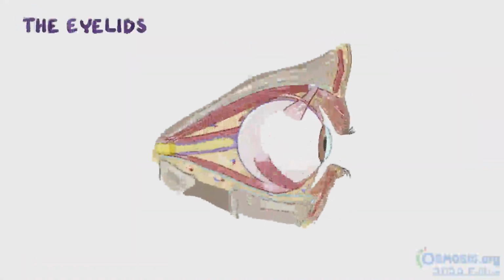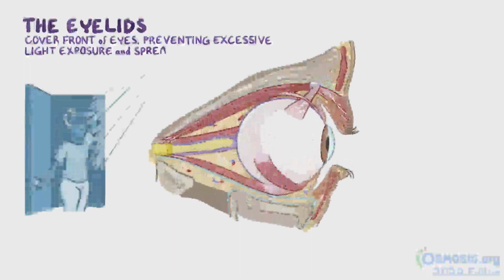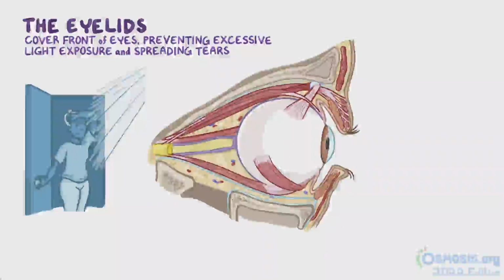Now, besides the orbits, the eyes are also protected from irritation or injury by the eyelids. The eyelids cover the front of the eyes, preventing excessive light exposure and spreading the tears produced by the lacrimal glands all over the cornea and the exposed part of the sclera. If we take a look at a sagittal cut of the eye and the eyelids, we'll see that the eyelids are made up of layers of different tissues.